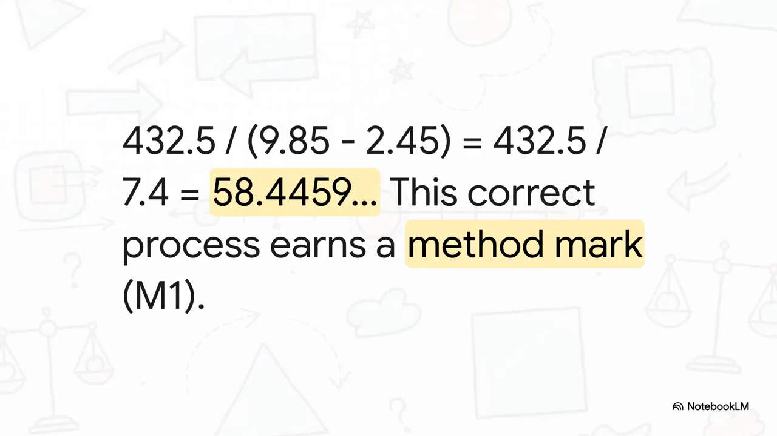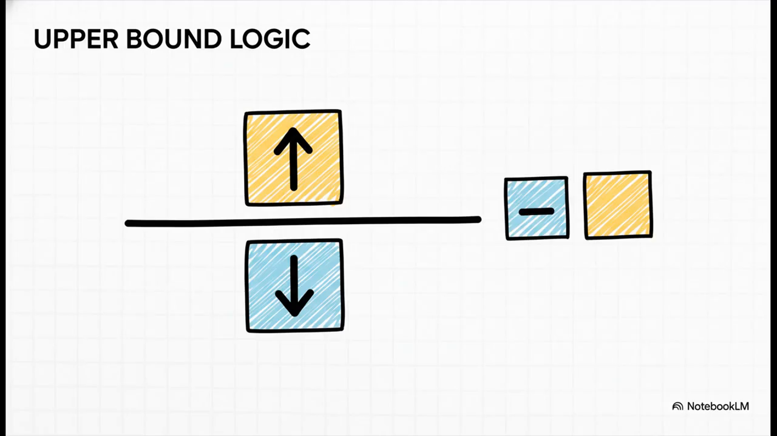So let's plug those numbers in and see what we get. We take 432.5 and divide it by 9.85 minus 2.45. This gives us a lower bound for t of about 58.4459. And by the way, just writing down this exact setup is what gets you a method mark, even before you calculate it. Okay, let's do the flip side.